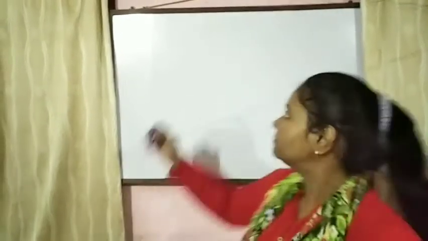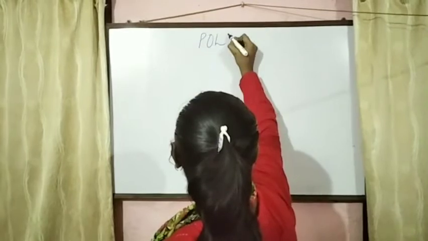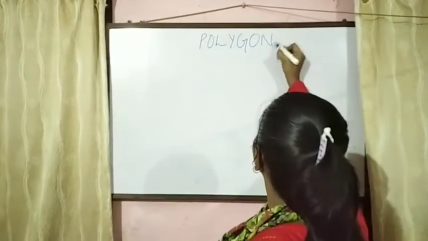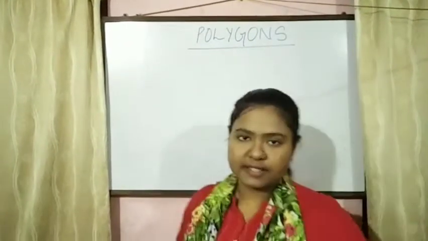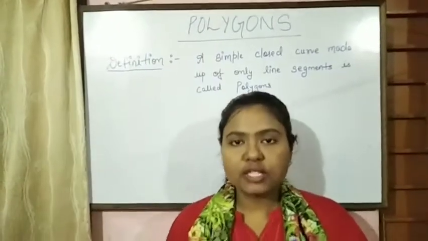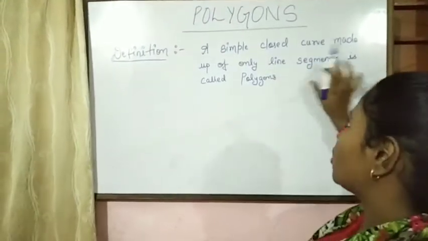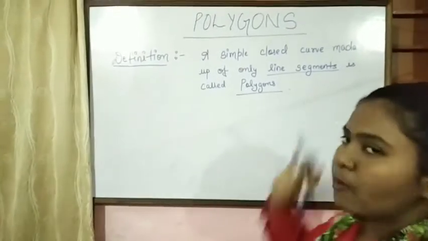Today we are going to study about simple closed curves called polygons. Now students, let me tell you the definition of polygons. A simple closed curve which is made up of only line segments is called a polygon.